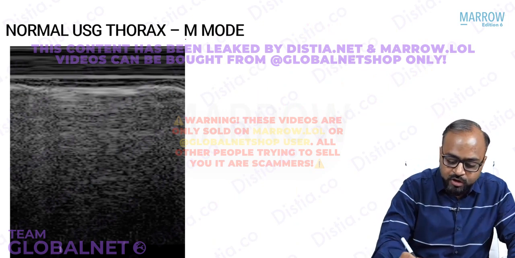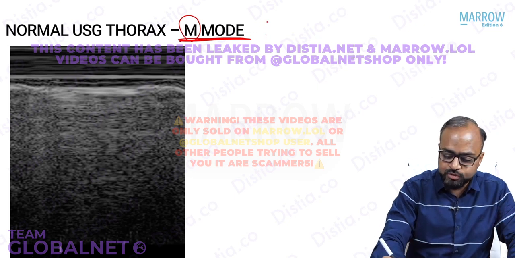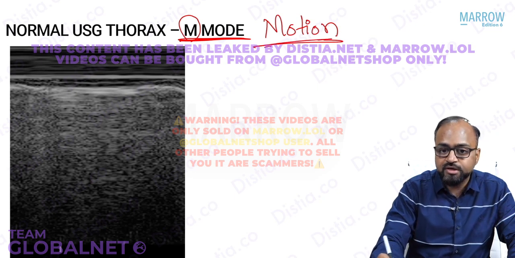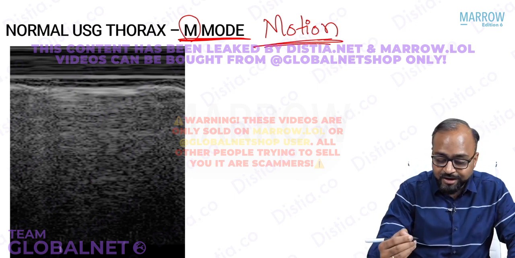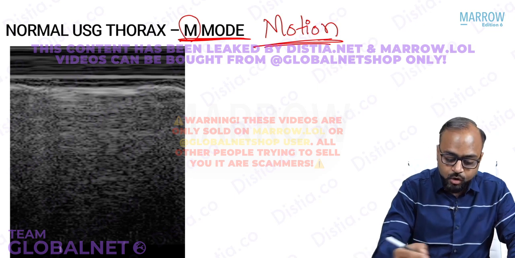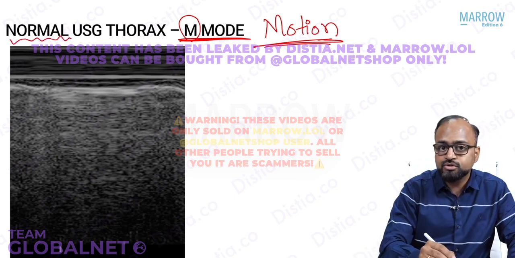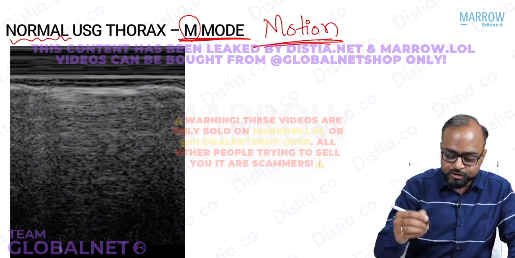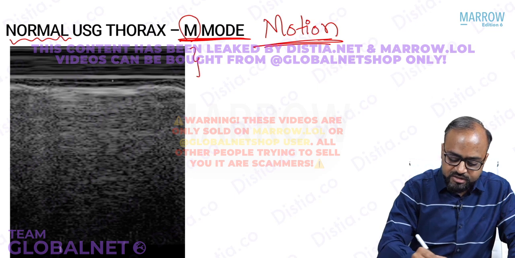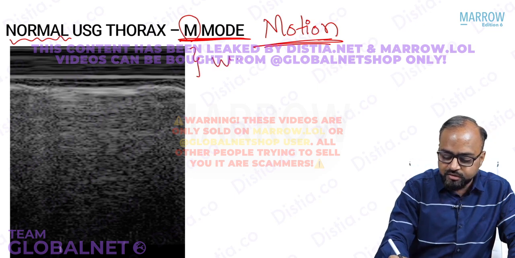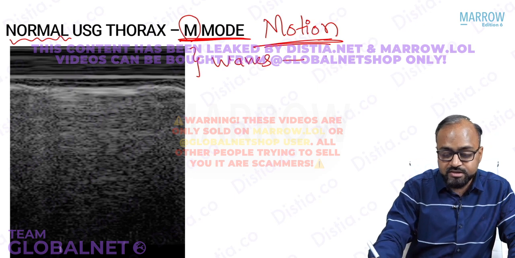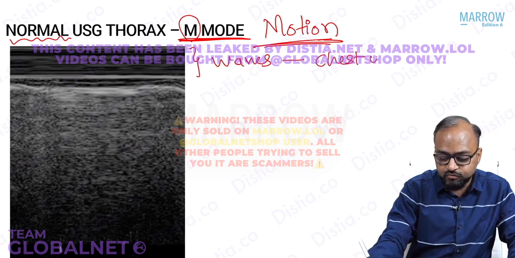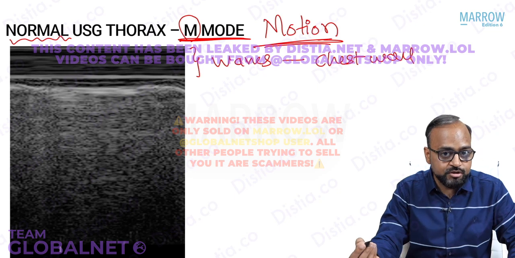Now on M mode, we have discussed in ultrasound basics, if you remember, M in M mode stands for what? M in M mode stands for motion, so it detects motion. Now when M mode is applied to a normal USG thorax, this is a normal patient. This is the type of image that you see. This was asked in your exams. So what is this? These lines that you see here look like waves, and these are created by the chest wall movements during inspiration and expiration.